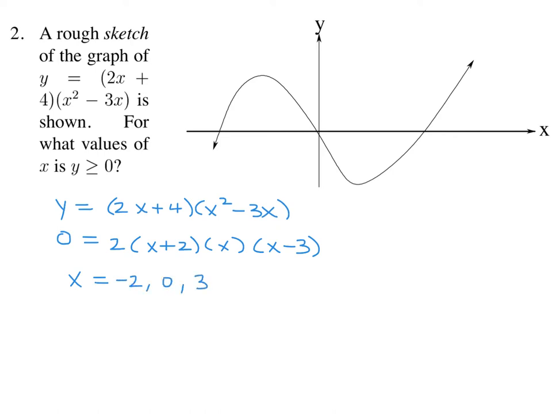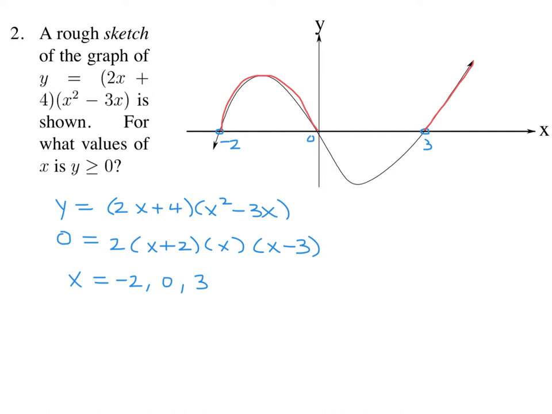So on this graph, this point right here is minus 2, this is 0, and this point is plus 3. So they want you to figure out for what values of x is y greater than or equal to 0. So y greater than or equal to 0 basically means this segment of the graph, that's when it's above 0, you notice. And then it also will be above 0 here at any point after that.